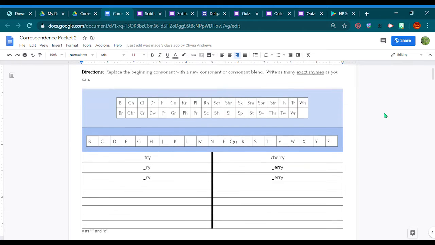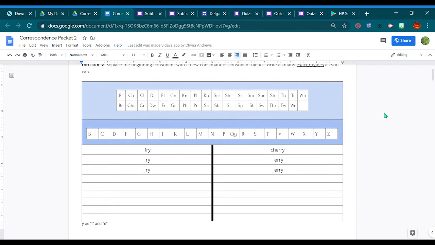So we're going to start with a little rhyming warm-up. The letter Y can have three sounds as a vowel. It can have the short I, long I, or long E. So we have a word like fry, right?